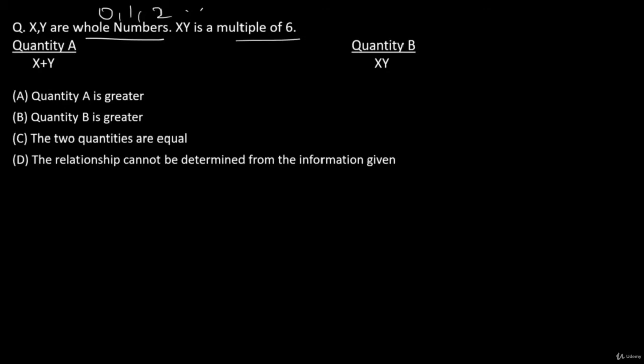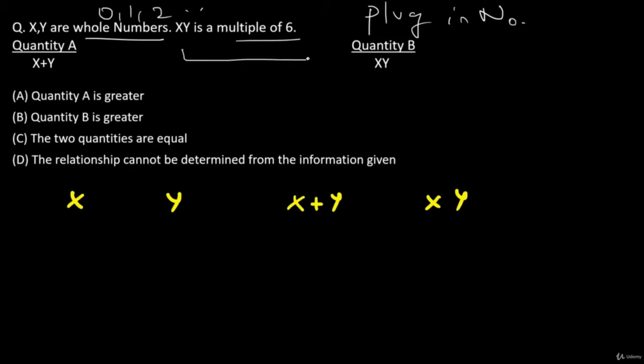Now let's approach this question using plugging in numbers. All right. So let's plug in some numbers. So we have x over here, we have y over here, and then quantity A is x plus y and quantity B is xy. Now if I take x as 1 and y as 6, right, I can do that because it's mentioned that x into y has to be a multiple of 6. That's the only criteria, right? So if I take x as 1 and y as 6, 1 into 6 is a multiple of 6. So it's valid, right? Now in this case, what is x plus y? That would be 1 plus 6, which is 7, and x into y is equal to 6. All right. Now over here you get that quantity A is greater than quantity B.